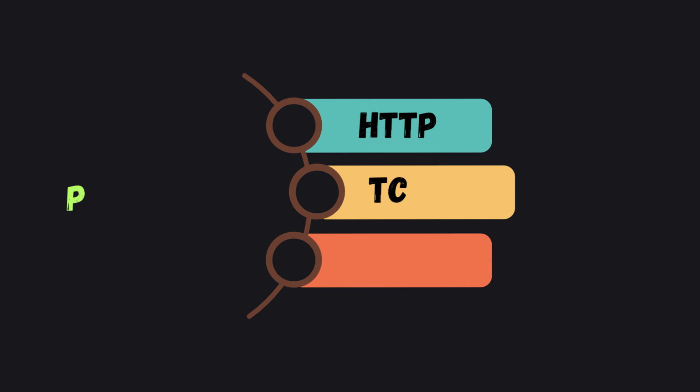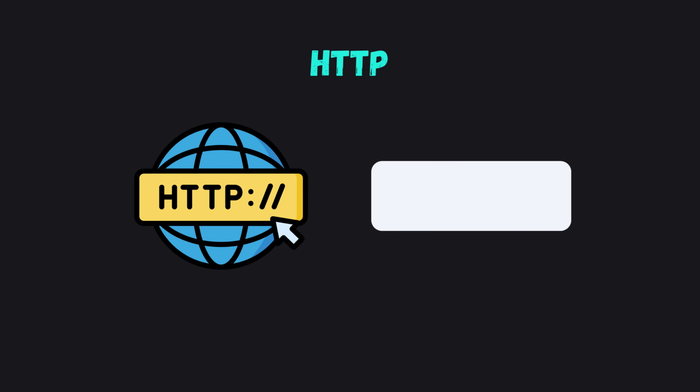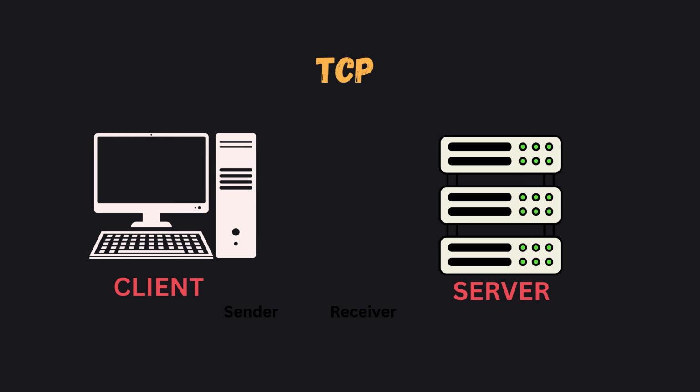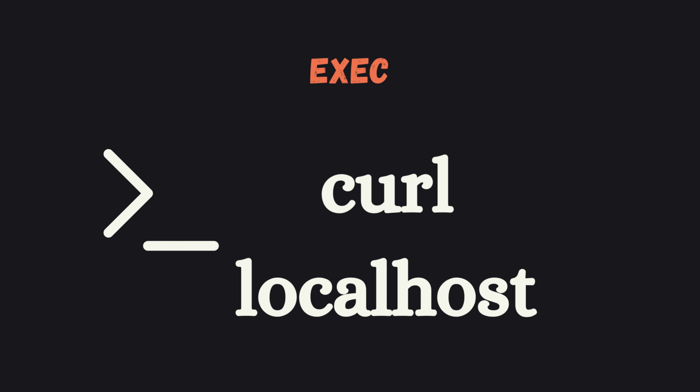There are three types of liveness probes. 1. HTTP, sends an HTTP request to a specified endpoint. 2. TCP, tries to open a TCP connection on a port. 3. Exec, runs a command inside the container.